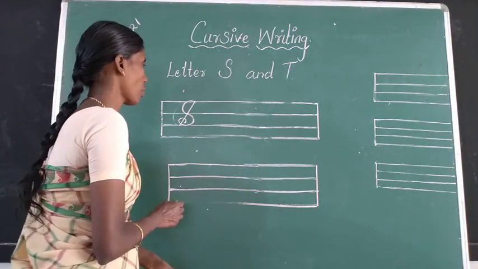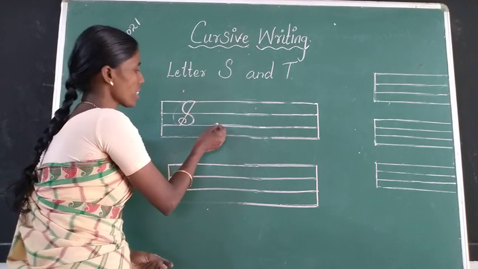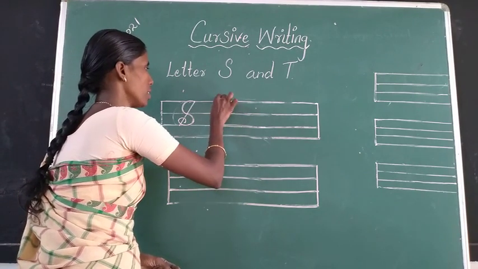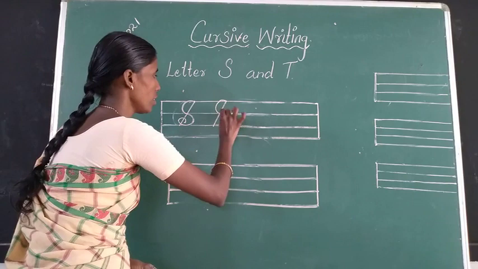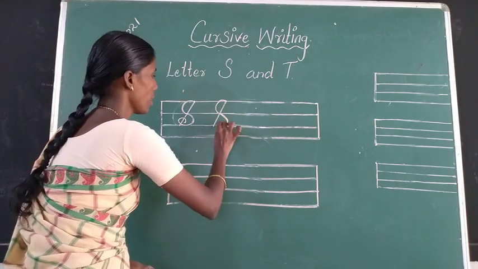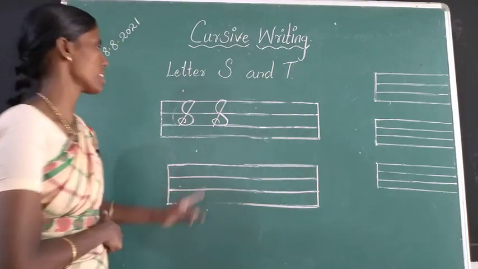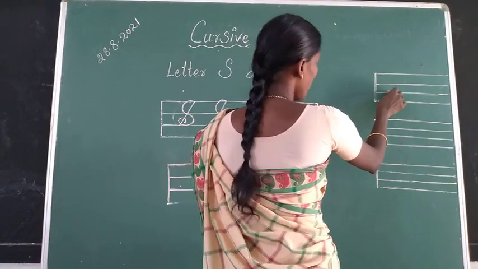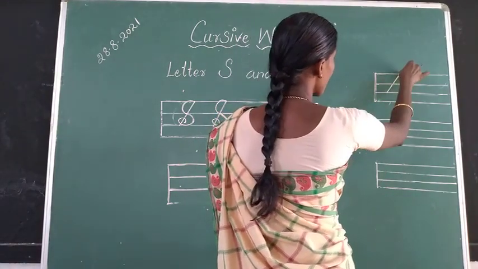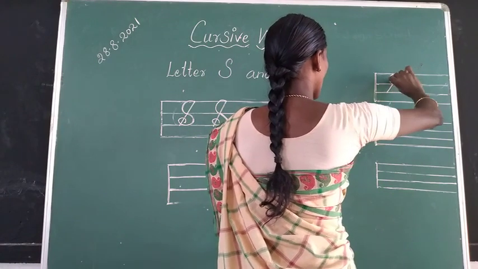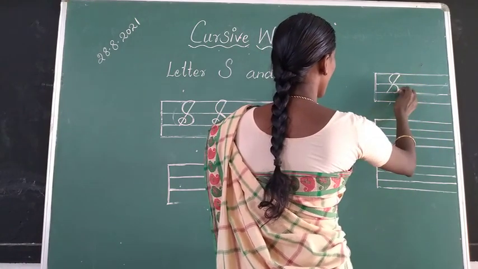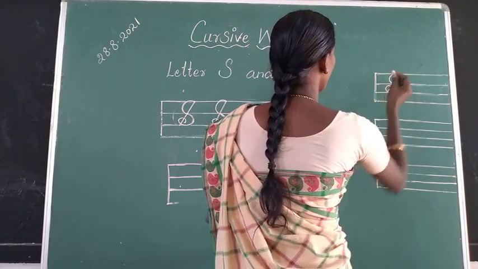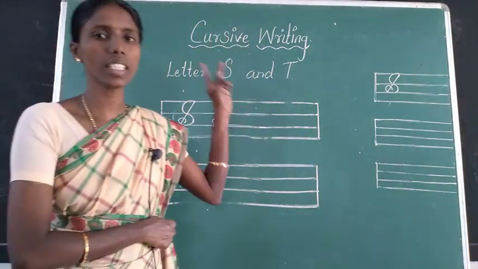First of all, put a pencil point on the third line. Go up with slant line and make a left curve. Then come down with right curve till third line. Then make a loop and turn it inside. This is capital letter S.